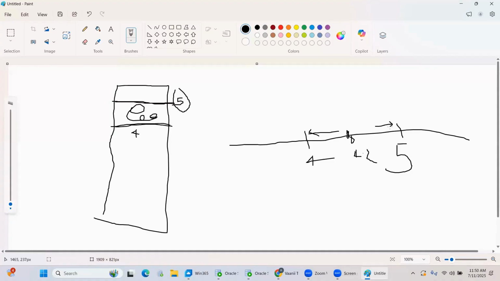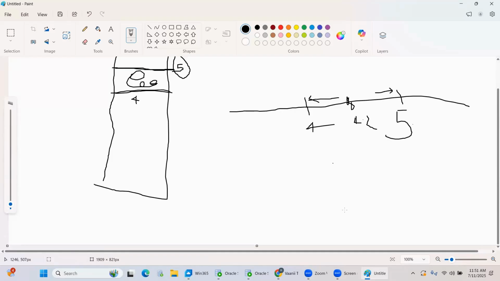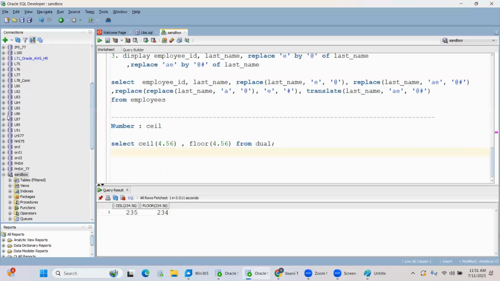Got it? So basically in real life also you have floor and ceiling, right? Just on top of your head is the ceiling and below is the floor. Similar way, here also in the database, we use functions which come under ceil and floor. Ceil means just the greater integer from this number, and floor means just the smaller integer from this number.